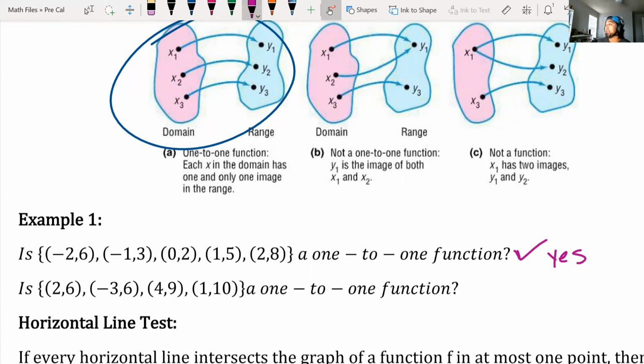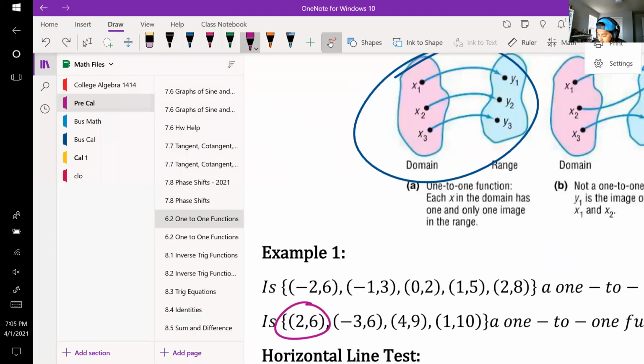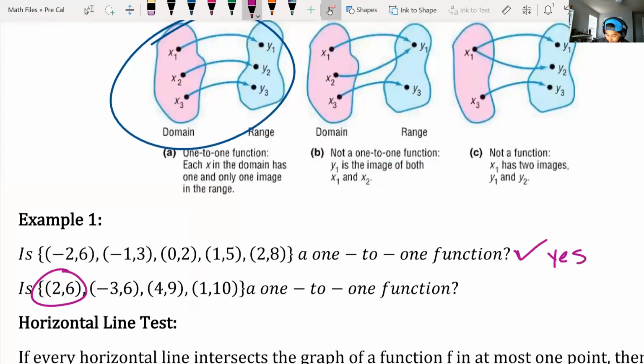All right, the second set of coordinates: (2, 6), (-3, 6), (4, 9), (1, 10). One-to-one or not? No. Good. Because 2 goes to 6 and -3 goes to 6. So this means that they do not have one and only one y value. All right. So no.